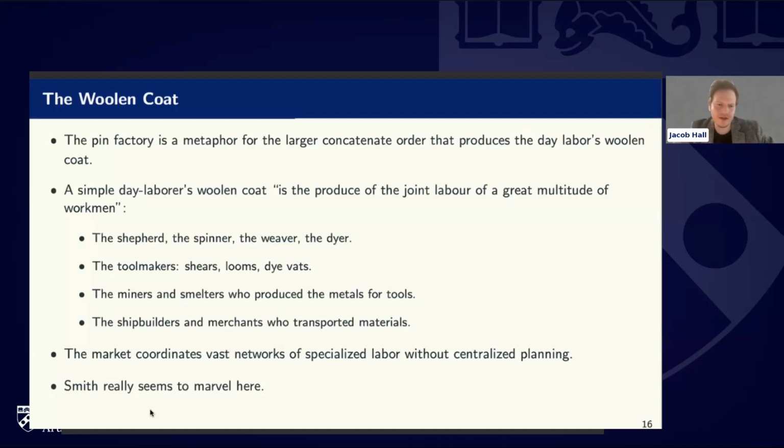It's important to note here that this is not just an analytic or philosophizing for Smith. He really does seem to marvel at this miracle of this larger concatenate order, which produces the woolen coat. He uses two exclamation marks in a row, which Smith does not often do. So he marvels at it.